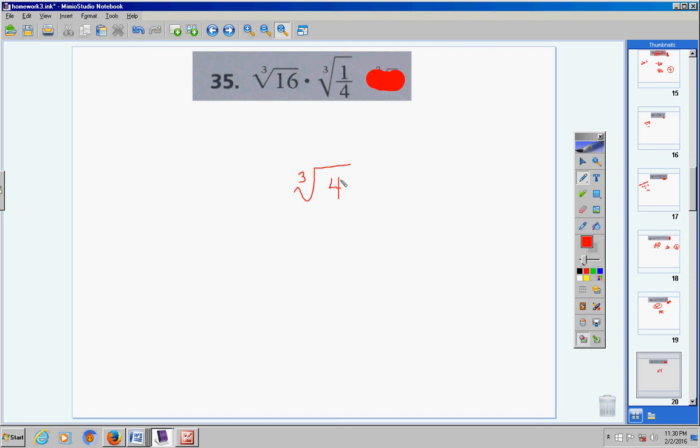Now, there's really a 1 here. You could write your answer like this. But since your original problem was with radicals, then we're going to write our answer with radicals. There's nothing you can do with this. The cube root of 4, there's nothing you can do. Cube root of 4. Alright, number 36.